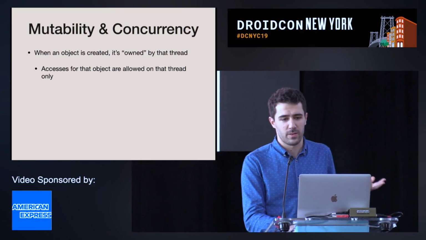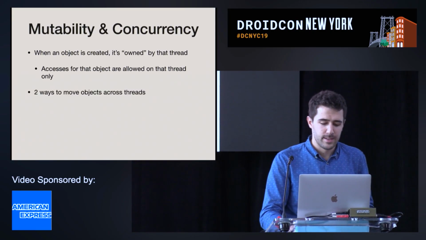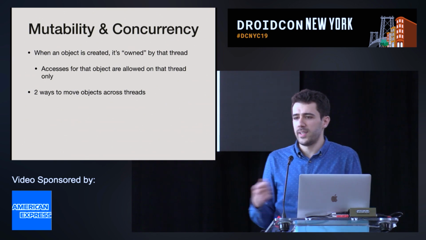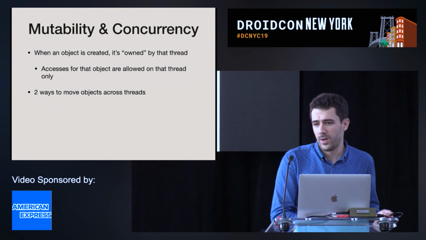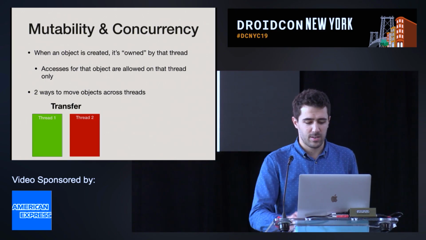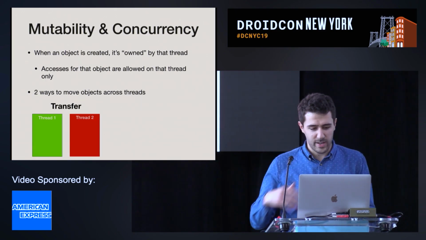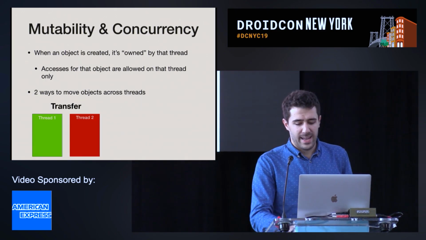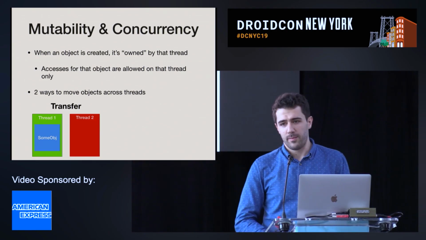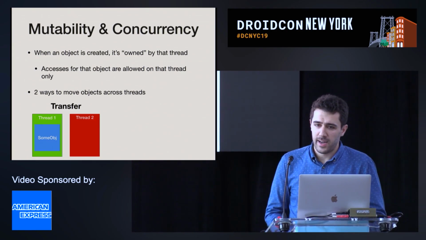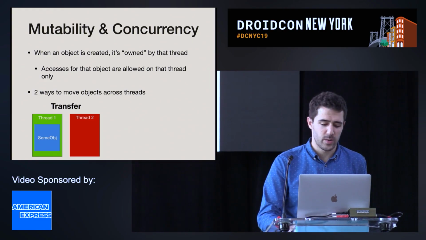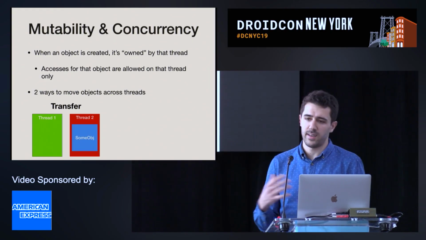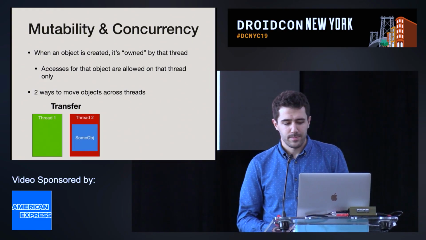Now, there are two ways to work with objects across threads in Kotlin Native. The first is you can transfer that object. So essentially say, okay, this object was owned by thread 1, now it's going to be owned by thread 2. So I have a little graphic to illustrate that. Here we have two threads, and let's say we create an object on thread 1. Once we can verify that there are no more references to that object on thread 1, it's now safe to transfer that to thread 2. And I'll get into that some more in a minute.